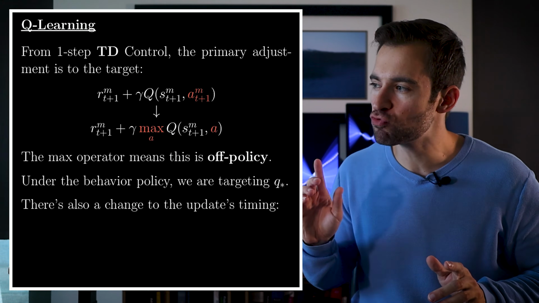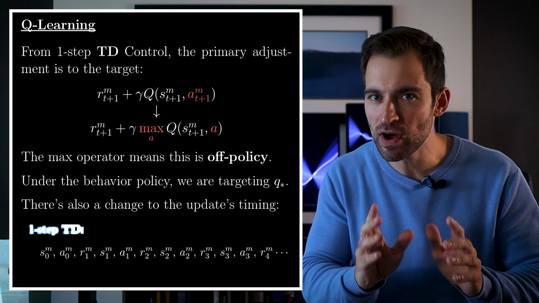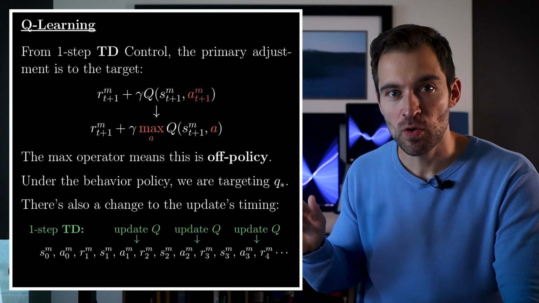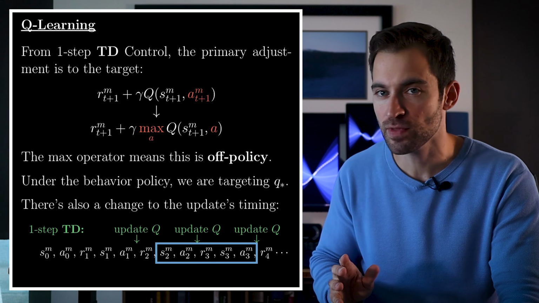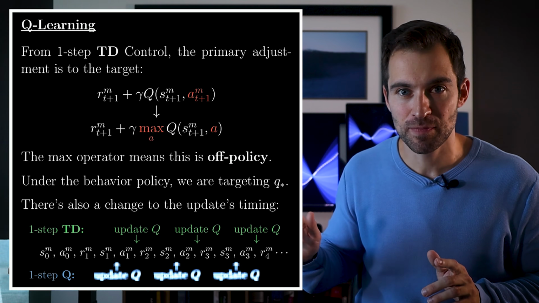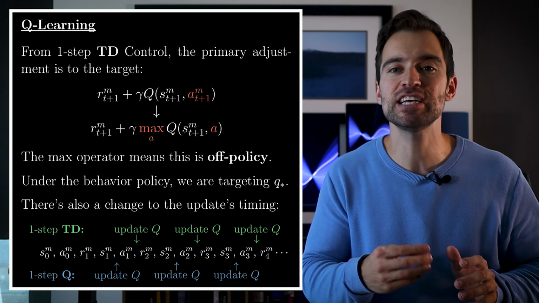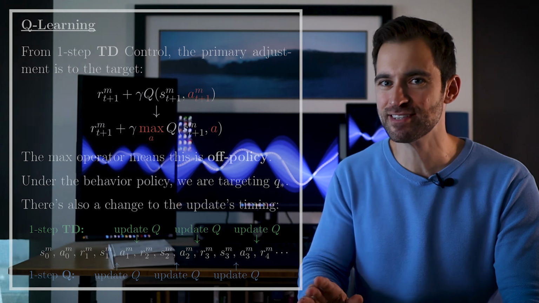To see that, let's write out a sample trajectory for some episode M. In one-step TD, we update the Q table here, which follows the completion of each Sarsa tuple. For one-step Q-Learning, we make the updates here. The updates happen before the T+1 action because that action isn't part of the update rule. The maxing action takes its place. And that does it for Q-Learning. We'll see how it performs in a minute.